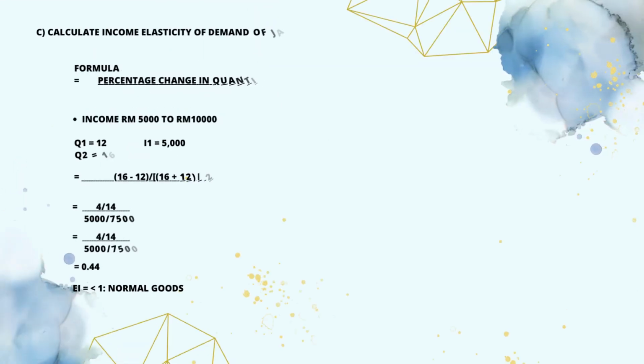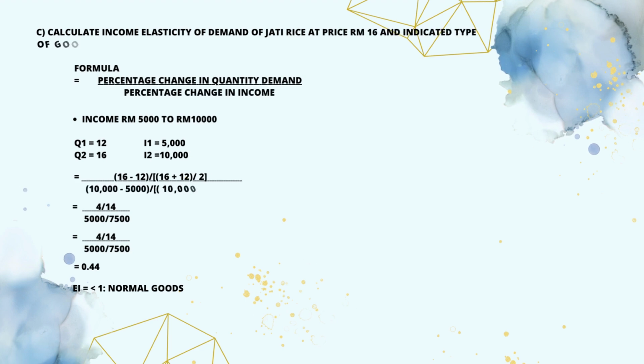We continue with the next question, C. Calculate income elasticity of demand of Jati rice at price RM16 and indicate the type of good for Jati rice. The formula is percentage change in quantity demand divided by percentage change in income. Income goes from RM5,000 to RM10,000. Quantity 1 is 12 units, income 1 is RM5,000, quantity 2 is 16 units, and income 2 is RM10,000.